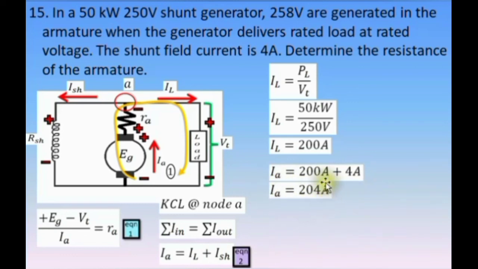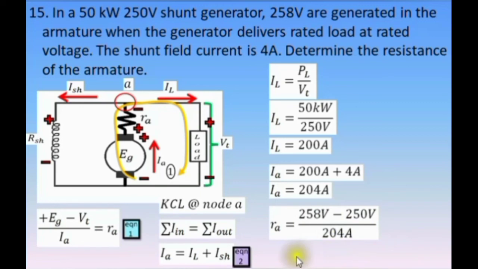Now that we have the value for the armature current, let's substitute it to equation number 1. RA equals 258 volts for the generated EMF minus 250 volts for the terminal voltage. Divide this by 204 amperes. RA, or the armature circuit resistance, is 0.0392 ohm. Or this could be rounded off to 0.04 ohm.